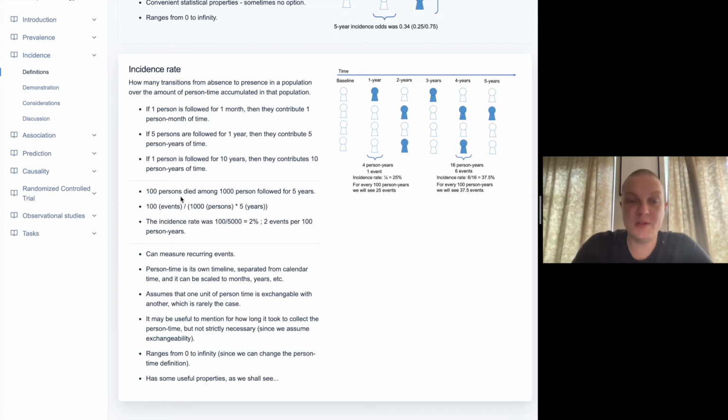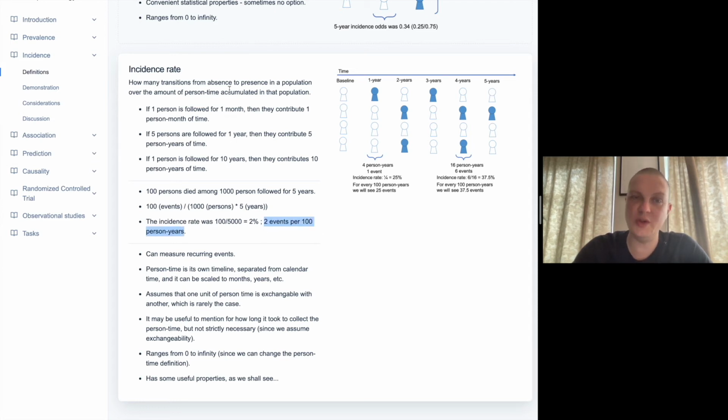If 100 persons died among 1,000 persons followed for 5 years, then we have 100 events. There are 1,000 persons, and they were followed for 5 years. So they accumulated 5,000 person years. That's how many years in total we studied these individuals. And the incidence rate was 100 over 5,000 equals 2%. So you had 2 events per 100 person years. And I think that is easier to understand.